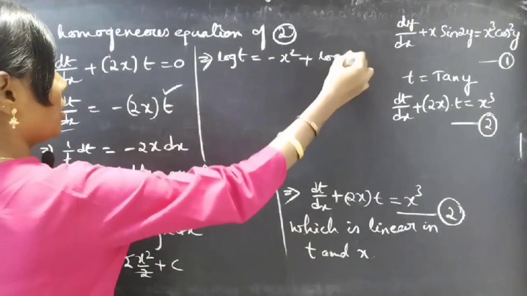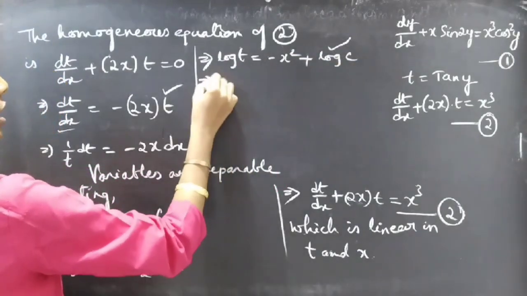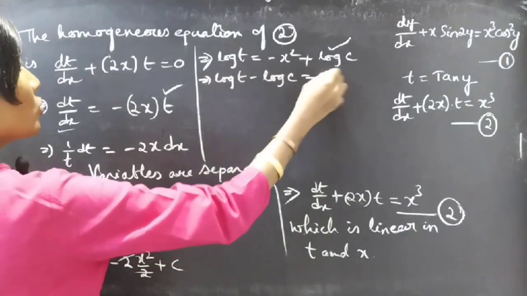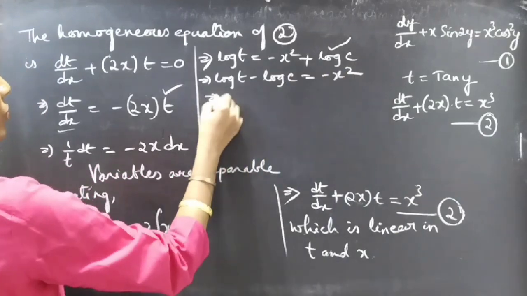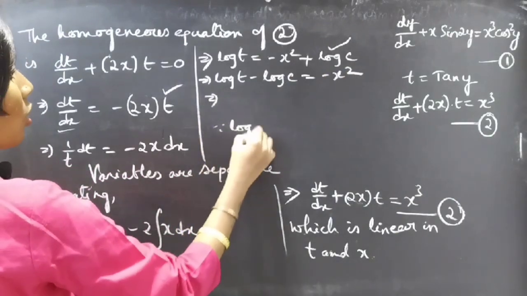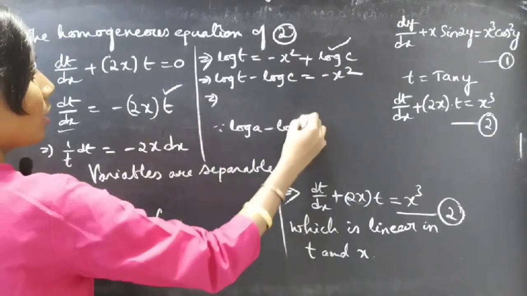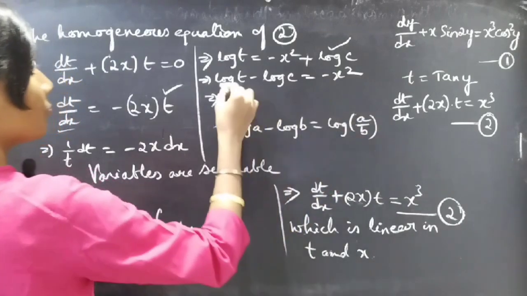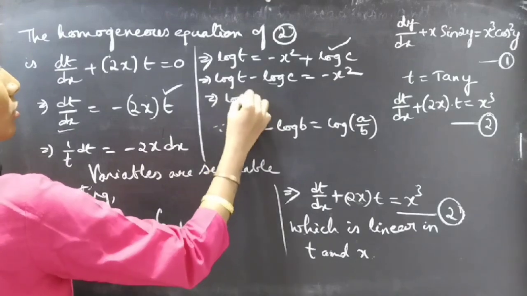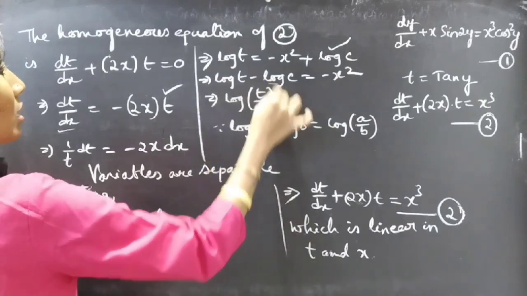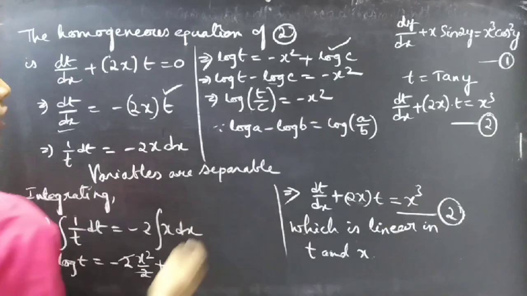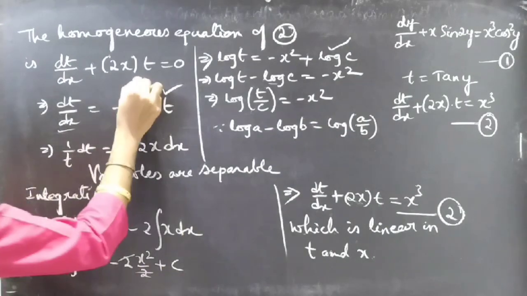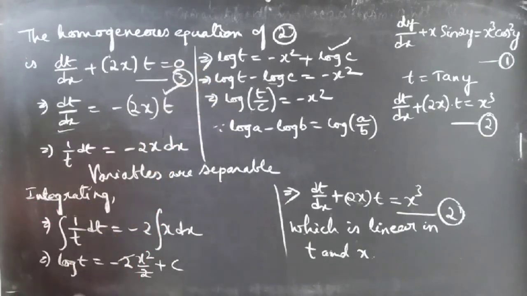c. Now I'll bring this log c to LHS, then I'll get log t minus log c equal to minus x square. Since we know that log a minus log b equal to log a by b, right? So we can apply this formula here. We'll get log t by c equals to minus x square. And consider this homogeneous equation as equation number 3.